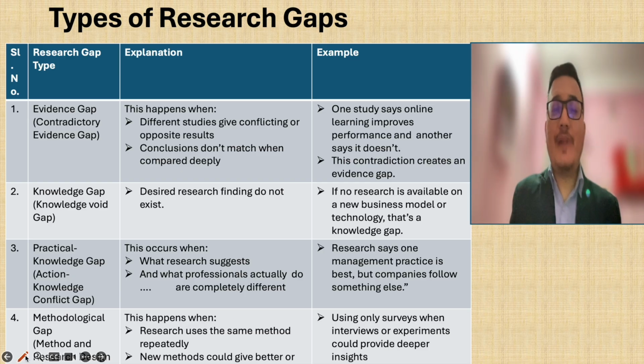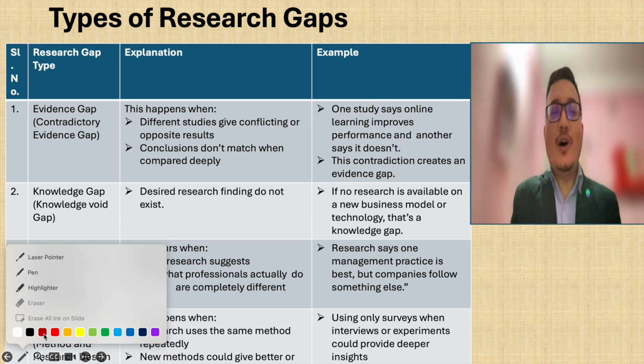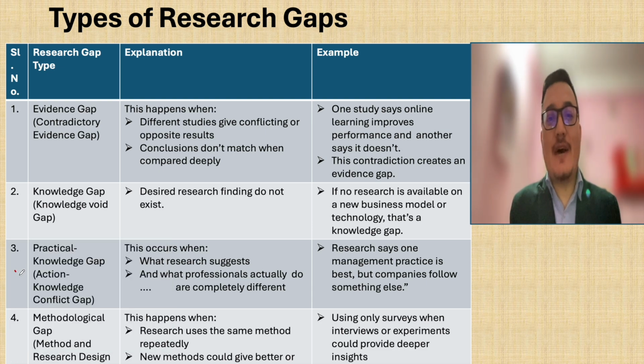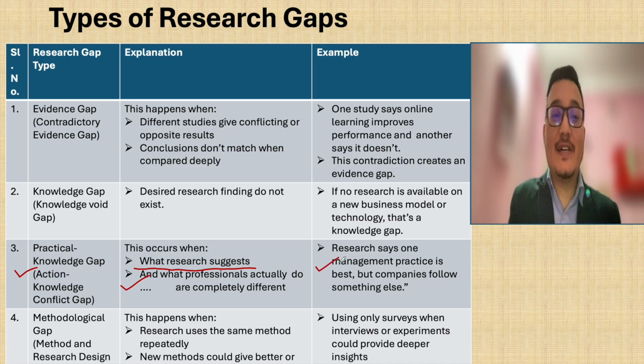Third one is practical knowledge gap, or we can say it as action knowledge gap. This gap happens when what research suggests and what actual professionals do are different. For example, research may say one management practice is the best, but in reality, companies may follow a completely different practice or approach. This difference between theory and practice creates a practical knowledge gap, or we can say it as the action knowledge conflict gap.